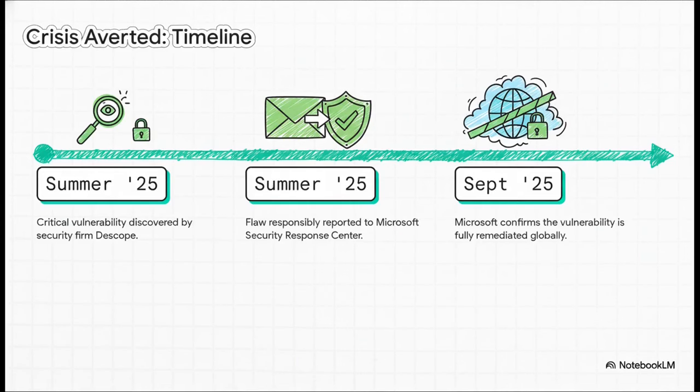Let's just quickly walk through how it played out. In the summer of 2025, a security firm called Deskscope discovered the vulnerability. They did the right thing, reporting it privately to Microsoft so they could fix it. And by September, Microsoft confirmed a patch had been rolled out everywhere, locking that dangerous door for good. It was a close call and a massive wake-up call.